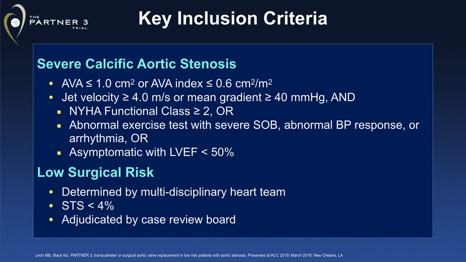Also, they either had to be symptomatic, class 2 or more, or they had to have an exercise stress test where they developed severe shortness of breath, an abnormal blood pressure response to exercise, or an exercise-induced arrhythmia, or if they were asymptomatic but their heart function was reduced, which is an indication to replace the valve, then they could be included. And again, they had to have a low surgical risk, which was determined by a multidisciplinary team and then adjudicated by a review board. So very strict, rigorous criteria.